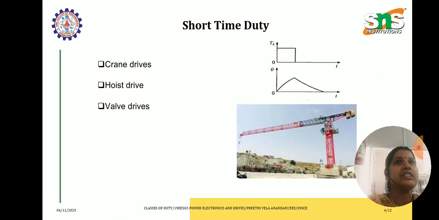And the next one is short time duty. In these motors, the time of operation is very low and the heating time is much lower than the cooling time. So the motor cools down to ambient temperature before the next operation. These motors are used in crane drives, household appliances, valve drives, etc. It is a short time duty.